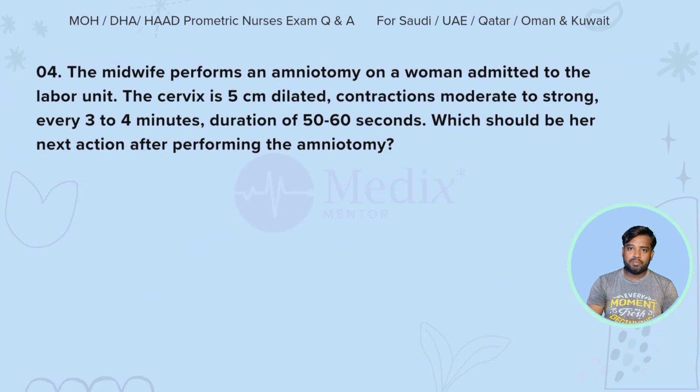Now come to question number 4. The midwife performs an amniotomy on a woman admitted to the labor room unit. The cervix is 5 centimeters dilated, contractions moderate to strong, every 3 to 4 minutes, duration of 50 to 60 seconds. Which should be her next action after assessing the amniotomy?